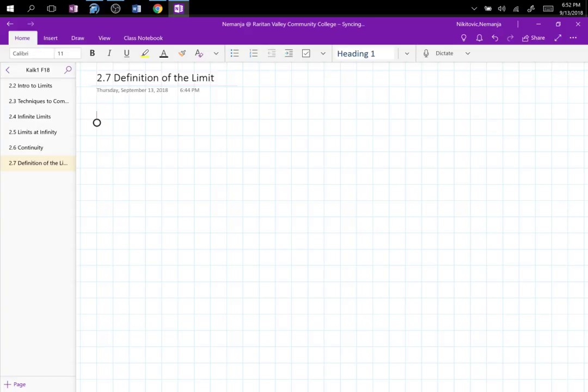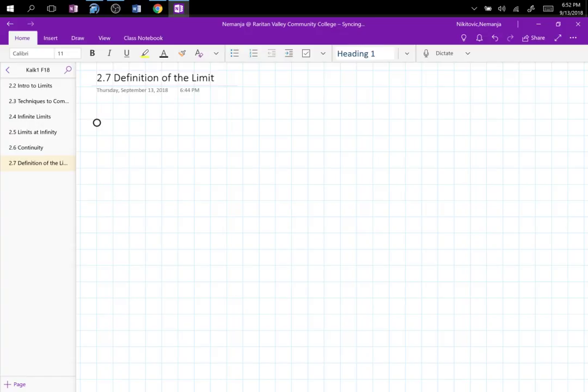Hello and welcome back to Calculus 1, section 2.7 on the definition of the limit. In 1850, the mathematician Weierstrass wrote down the concrete definition of the limit using what we today call the epsilon-delta approach.